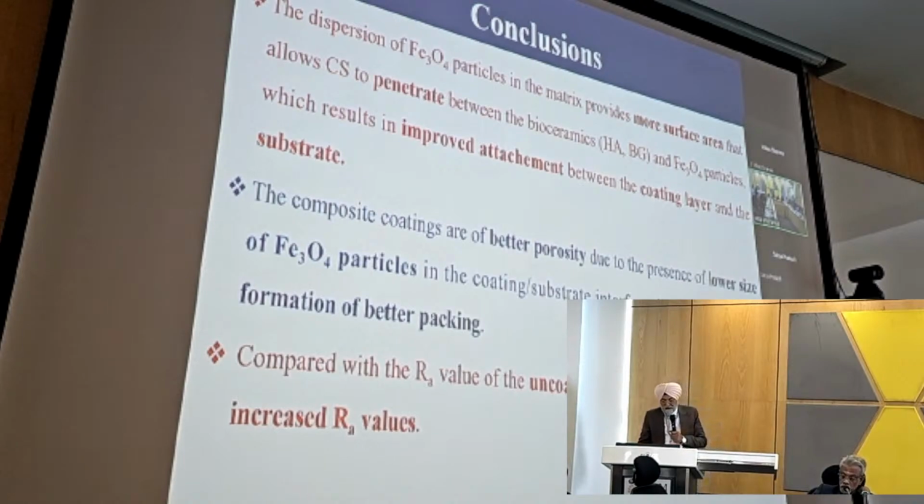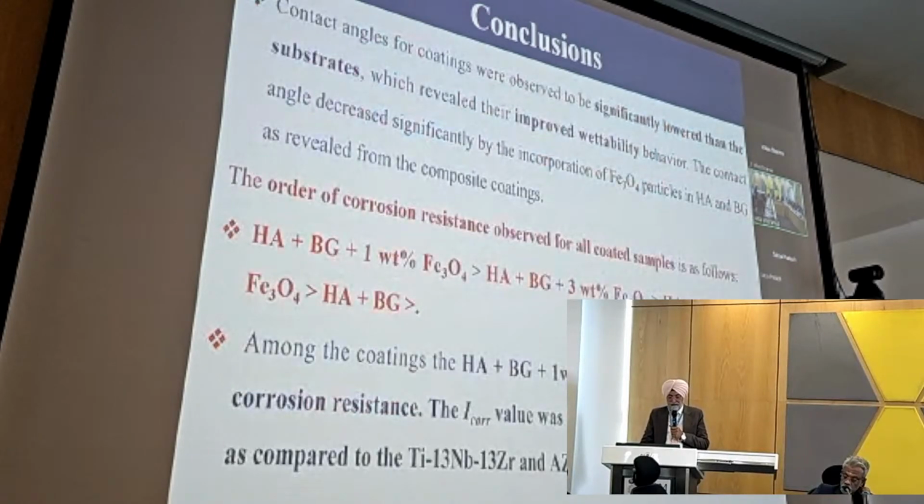Automatically, the composite coatings have better porosity. We have all seen these results. Even surface roughness goes on increasing as we increase the percentage of that magnetite. So this is all about the basic results.